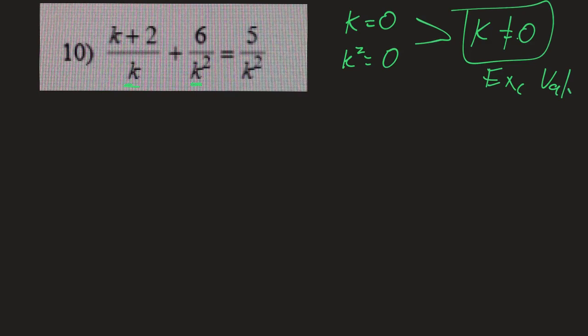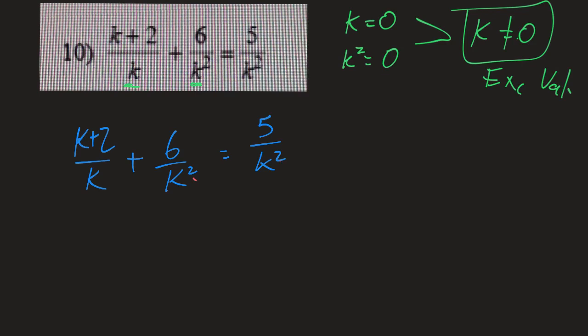Let's see how this one works out. So first thing we know is to get common denominators. So let's multiply everything to get those common. So k plus 2 over k plus 6 over k squared equals 5 over k squared. And you know that I'm going to try and get all of these to match.